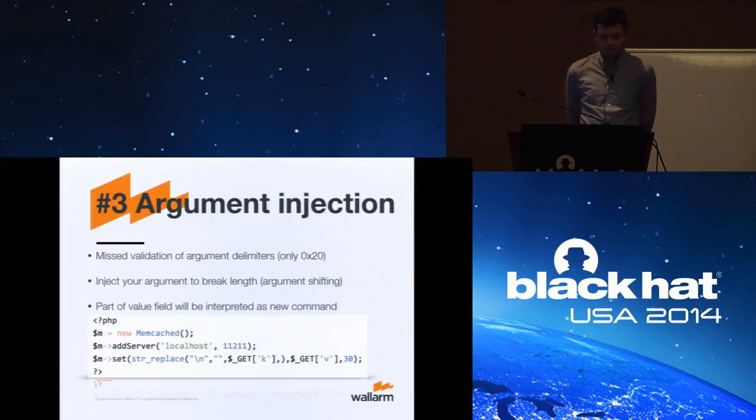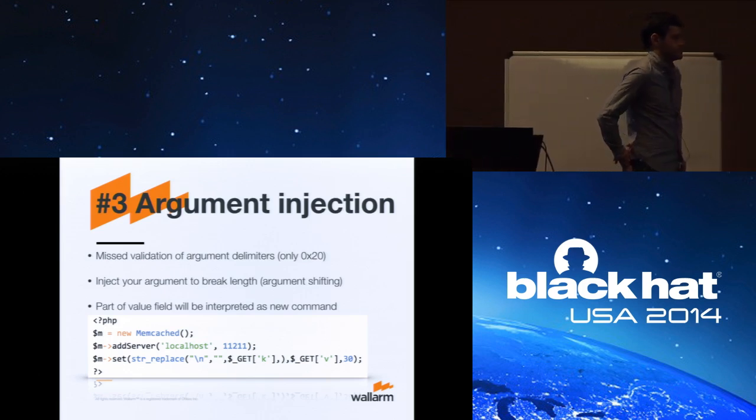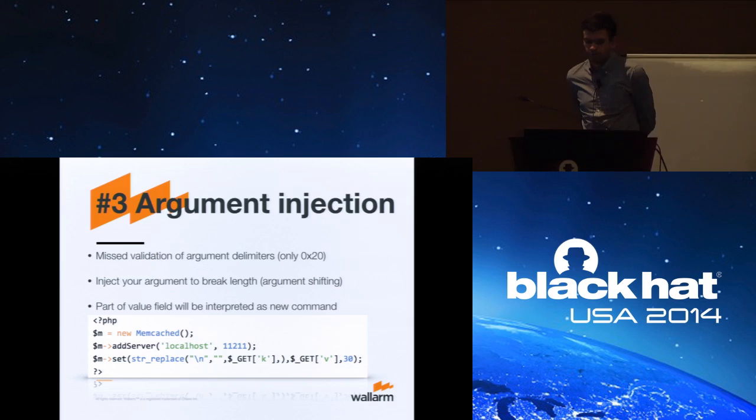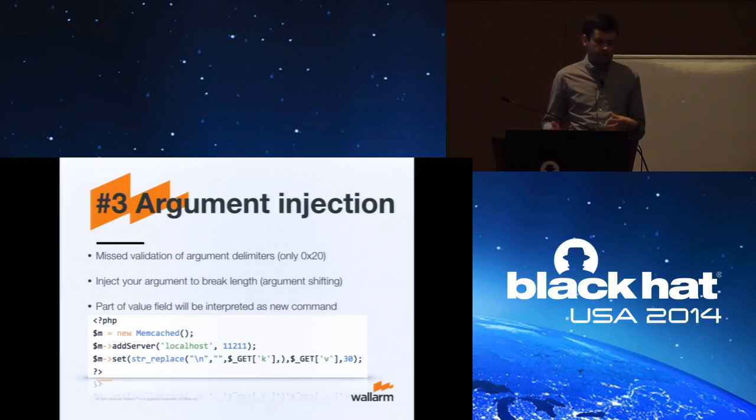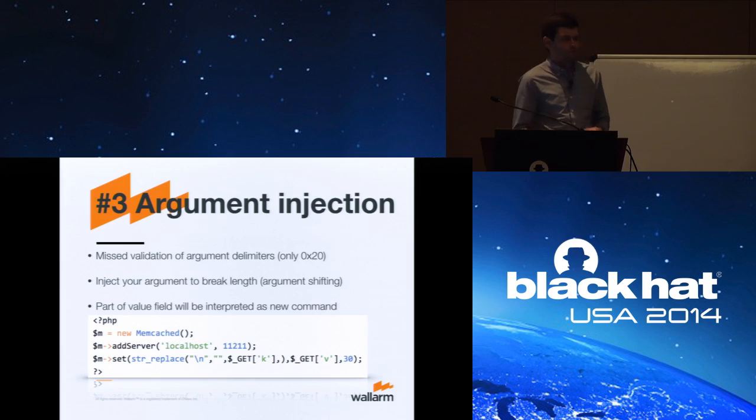Time to return again to the different injection types, and the third type is argument injection. Argument injection is really the same as the first type, but the reason for this vulnerability is improper input validation, improper validation of the argument delimiter. It's the space delimiter. And for that, an attacker can do something like an argument shift, because, for example, the set command has an optional last argument. And if you can inject your data as a new last argument, the arguments before are shifted one position right.